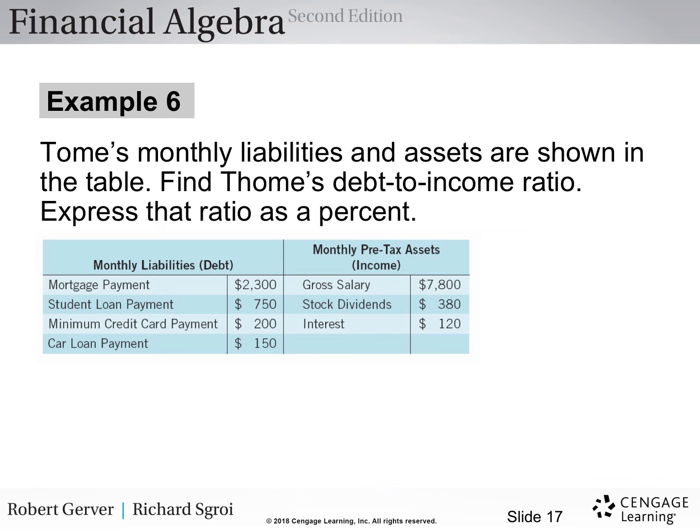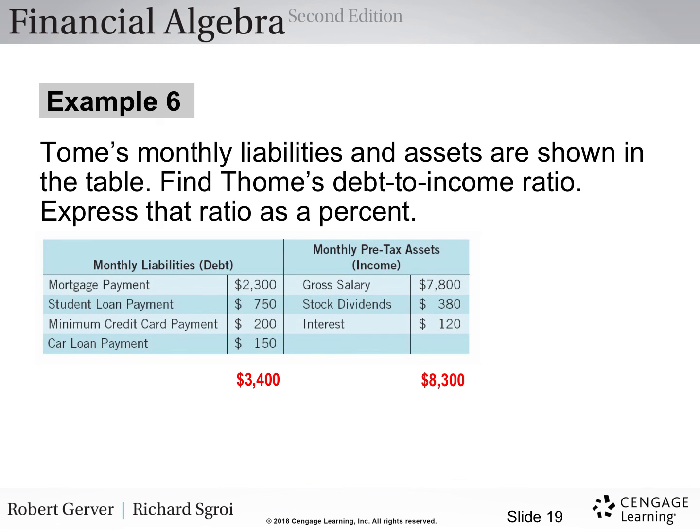Well, lastly, let's look at debt to income ratio. That's something you may not be totally familiar with. Okay, we've got a table here. We've got monthly liabilities, payments for different loans. We also have monthly pre-tax assets, in other words, income. All right, so on the right here, we've got income. On the left, we've got debt. And we're going to see what the debt to income ratio is. So if you take the income, again, remember this is pre-tax income, gross salary, stock dividends, interest, we come out with $8,300 a month income.